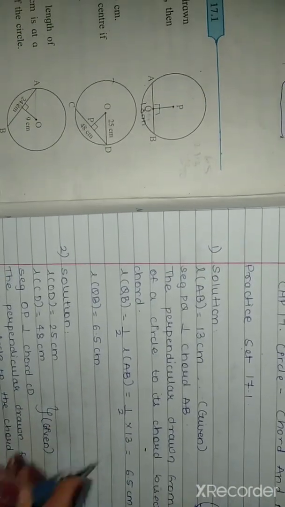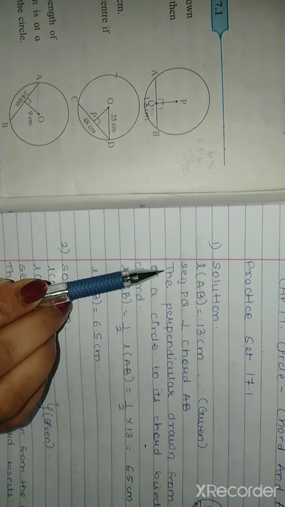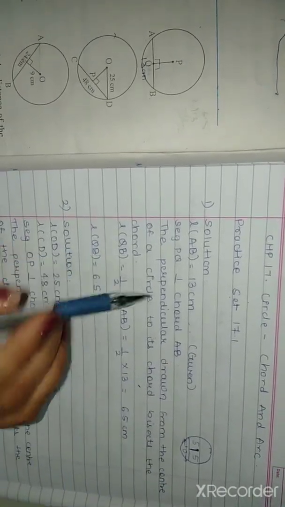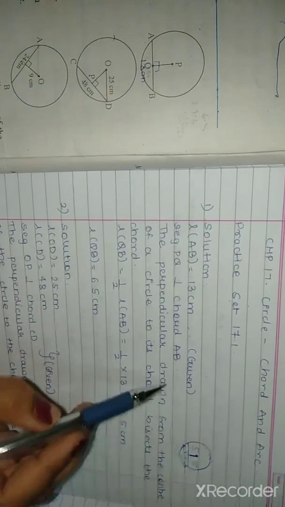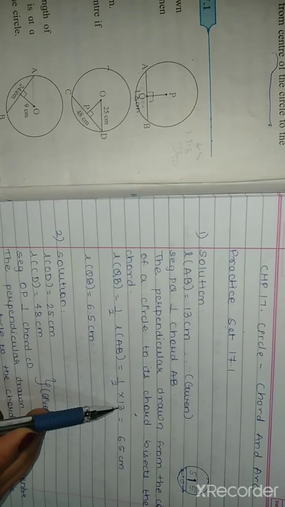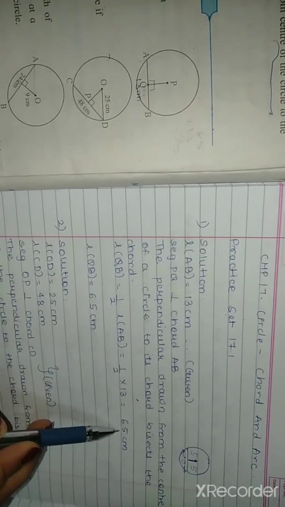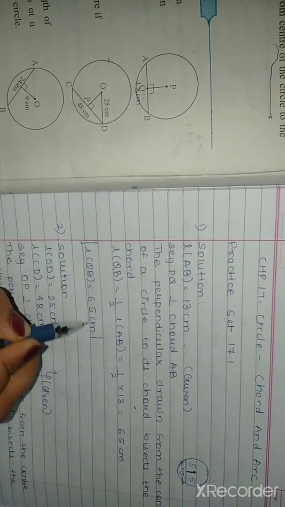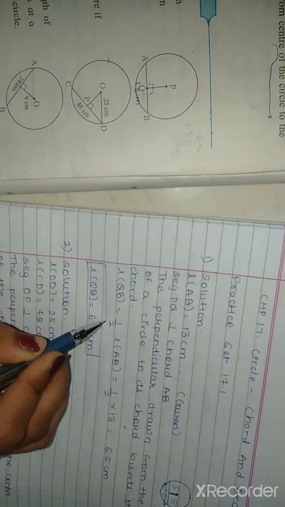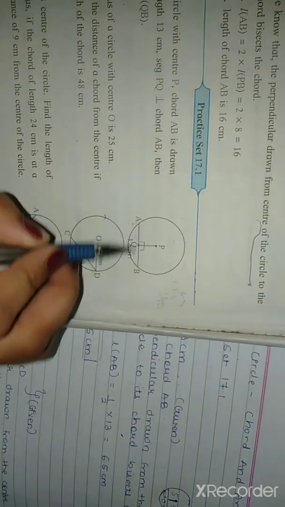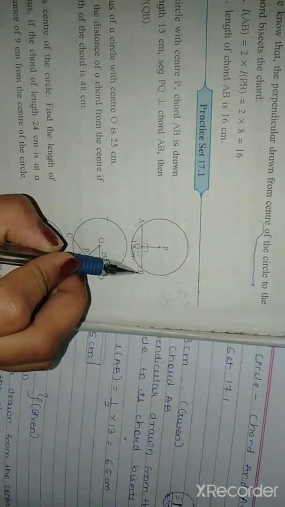Moving ahead to the solution. As I said, the perpendicular drawn from the center of a circle to its chord bisects the chord. So the length of QB will be half of AB, half of the length of the chord, that is half of 13, which is 6.5 centimeters. So the length of QB is 6.5. If we were asked for the value of AQ, it is also the same because PQ bisects it into two equal parts.